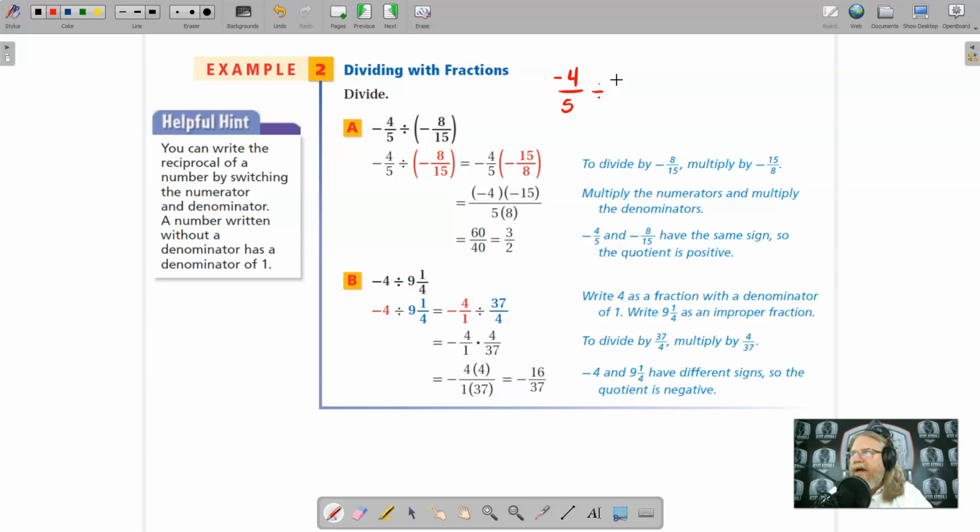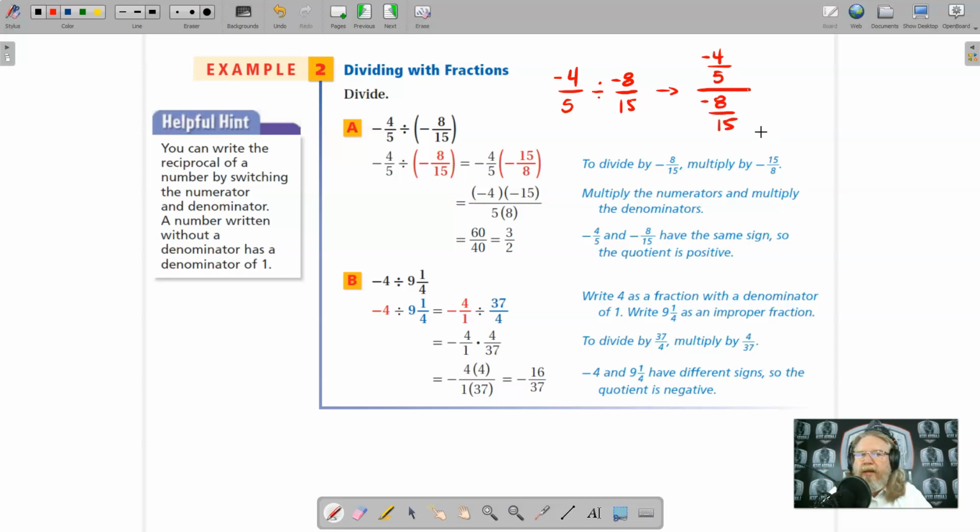And it's divided by negative 8 over 15. So I'm going to go ahead and move those negative signs up in the numerator. Now, remember that every fraction's a division problem. So I could actually write this as negative 4 over 5 divided by negative 8 over 15.